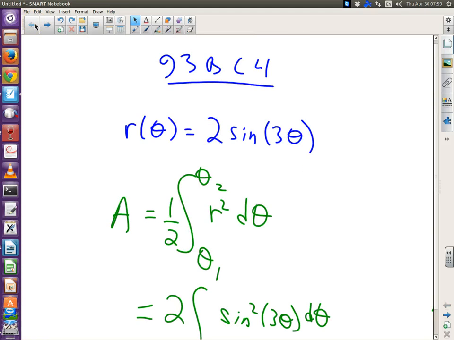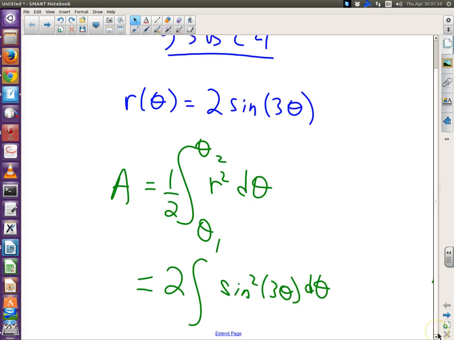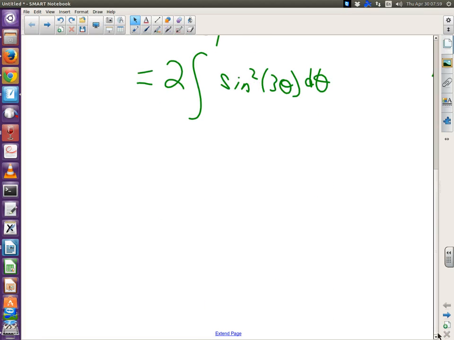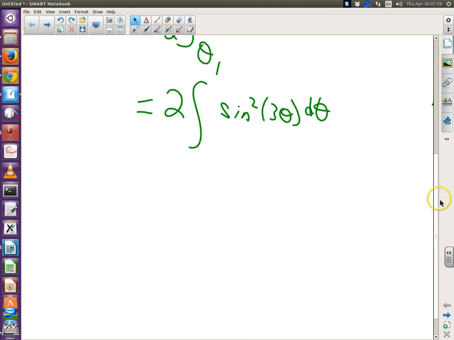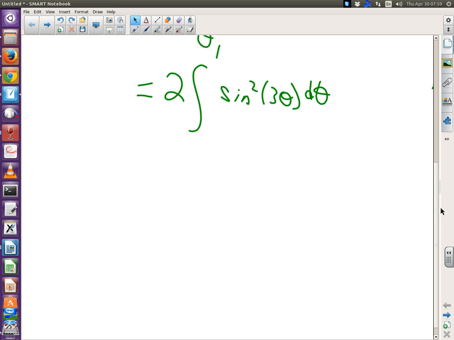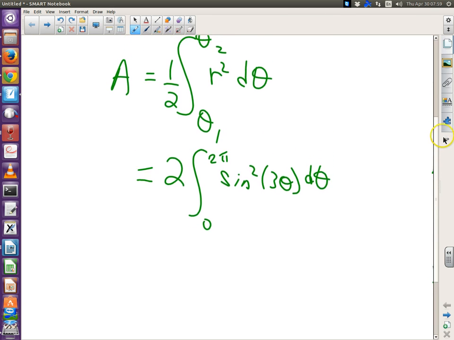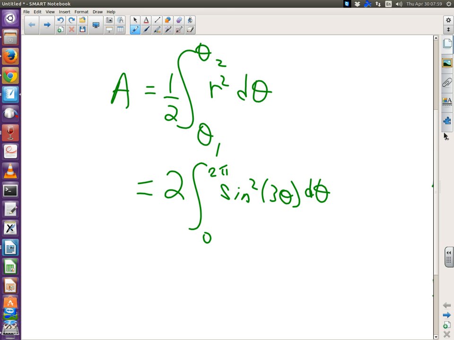Let's complete the integral. So now it's easy. It's from where to where? 0 to 2 pi. How do I get 2 instead of a half? Well, because the function that we were squaring was 2 sine 3 theta. So when you square the 2, you get a 4. So that's all. Okay, so how do you integrate this stuff?